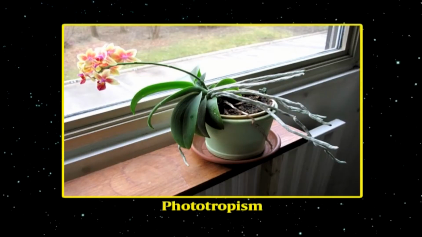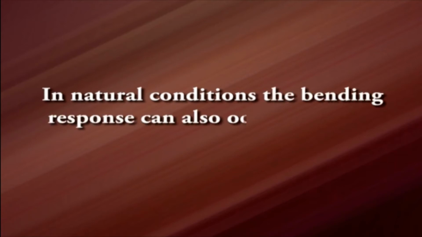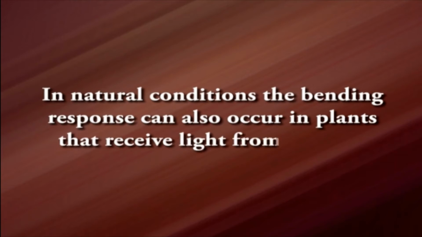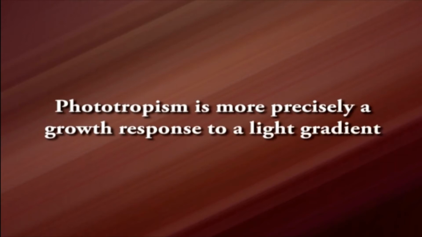Phototropism. One of the commonly observed examples of phototropism is the bending of indoor house plants towards the light source from an open window. Phototropism is often defined as a response to unilateral light. However, in natural conditions, the bending response can also occur in plants that receive light from all sides. In such cases, it is the unequal distribution of flux rate on different sides that makes a light gradient. Therefore, phototropism is more precisely a growth response to a light gradient.